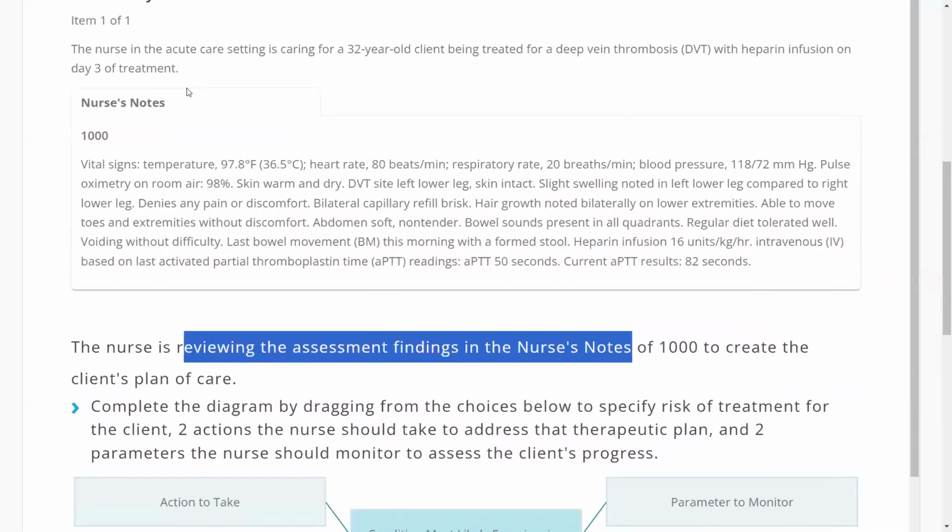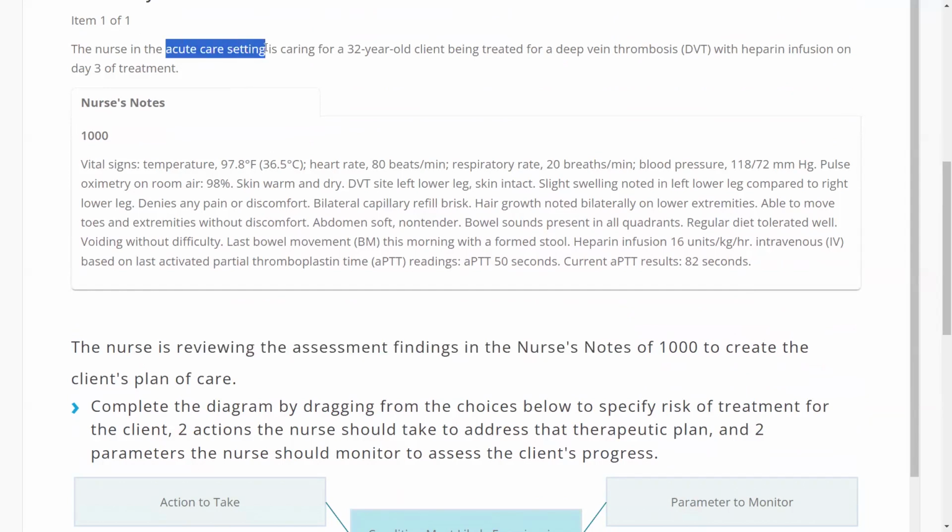All right, so this is our second patient. All right, so a nurse is in the acute setting at Nurse Ed 101 Hospital. And they're likely on a medical unit, right? This is a 32-year-old client who's being treated for DVT, deep vein thrombosis. And what's the intervention? It's typically heparin. They put them on a heparin infusion. In this case, the patient's been on it for 3 days. Okay, so they've been receiving this heparin for 3 days and so forth.